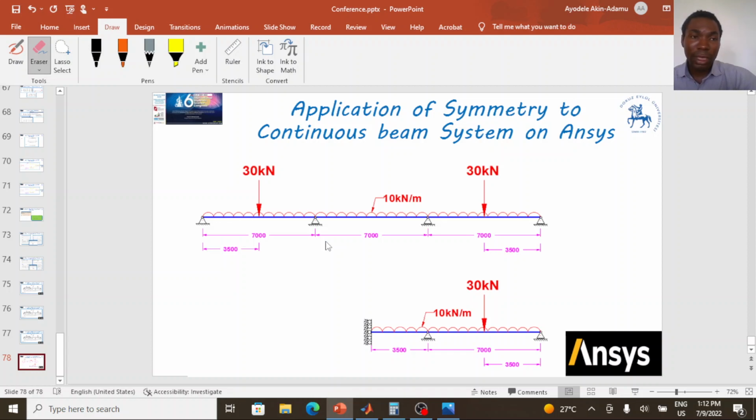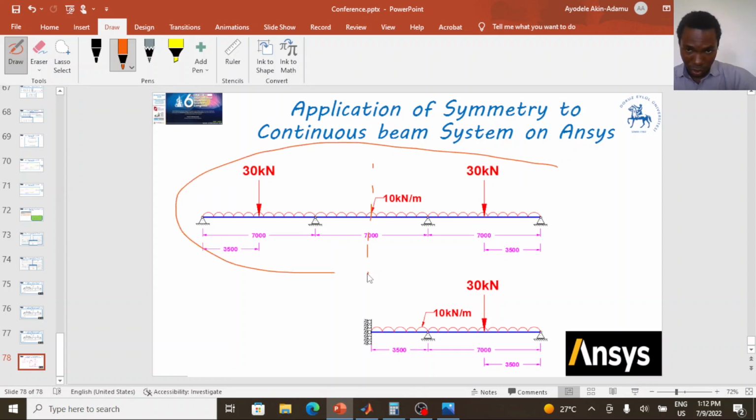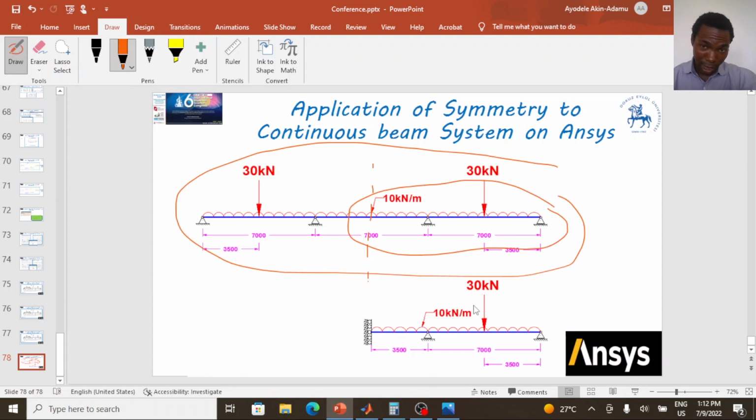Like the problem shown here, we have a three-span beam, but the beam is symmetric both geometrically and by loading. You can see at this point, what is on the left-hand side and what is on the right-hand side is the same. The shape is the same and the loading is the same. So this problem is symmetric, and we can just consider half of the beam problem and analyze it. I'm going to explain this concept in my last tutorial video under finite element procedure for beam systems. So I'm going to cover a lot under finite element procedure for continuous beam systems.